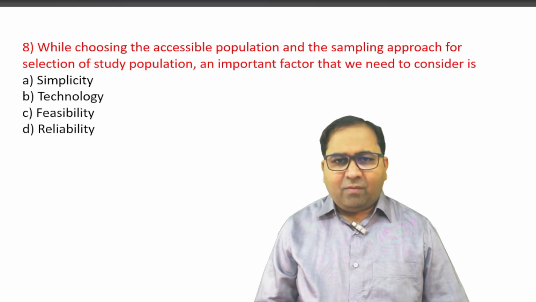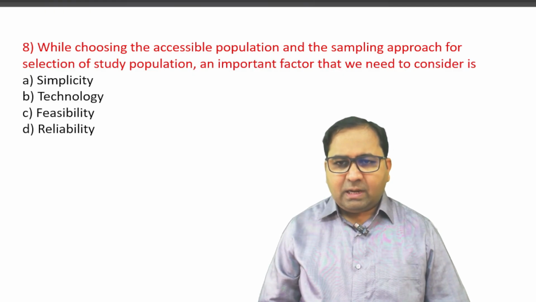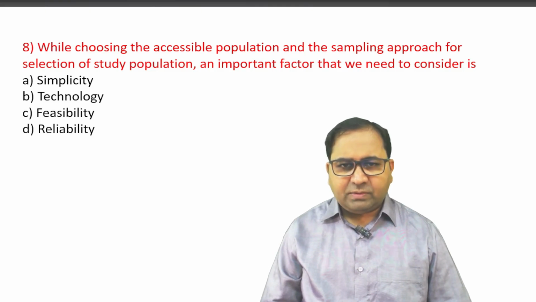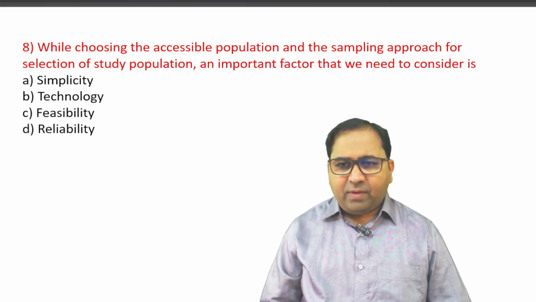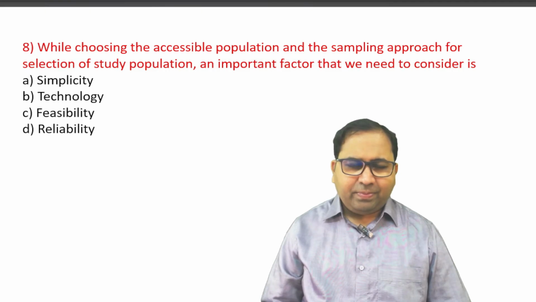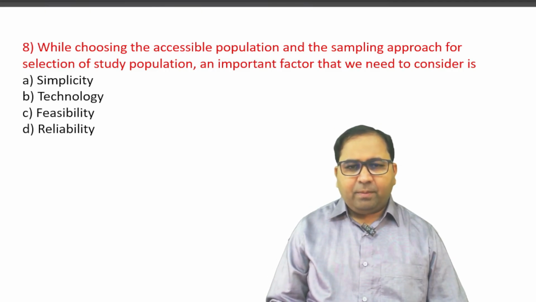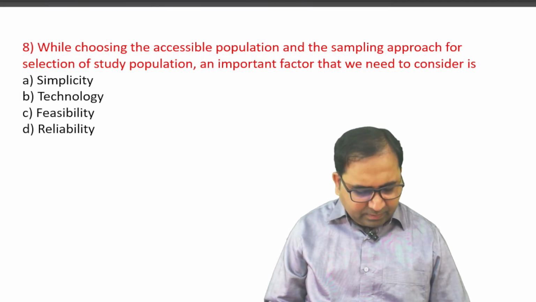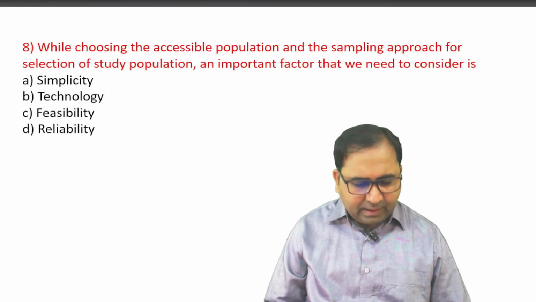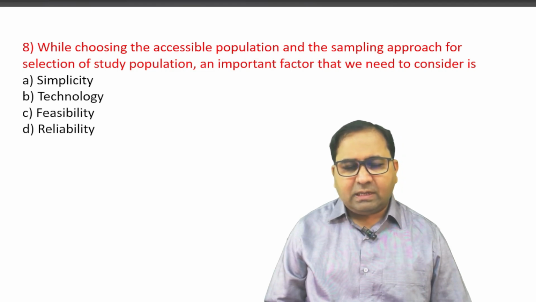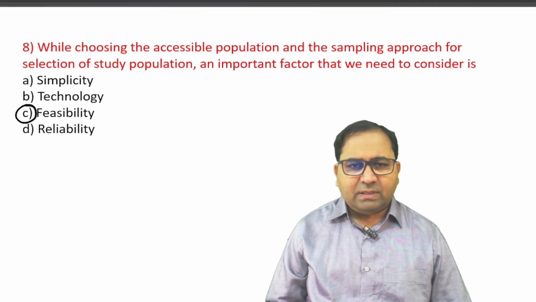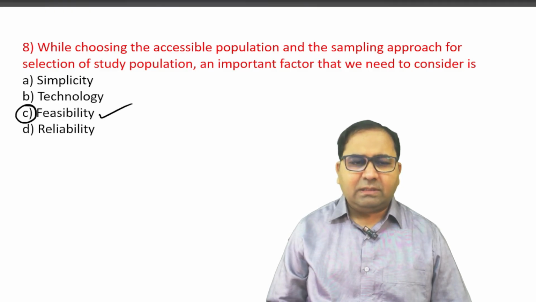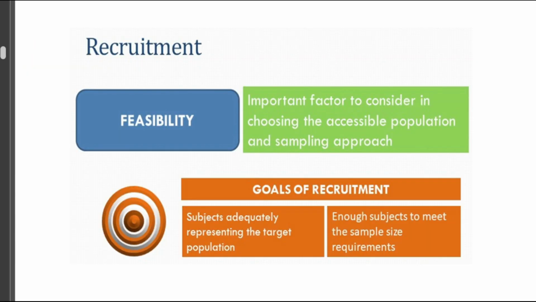Next question. While choosing the accessible population and the sampling approach for selection of study population, an important factor that we need to consider is what? A. Simplicity, B. Technology, C. Feasibility, or D. Reliability. So what do you take into consideration? The answer for this question is option C, that is feasibility. We take feasibility into consideration. Feasibility is an important factor to consider in choosing the accessible population and sampling approach.